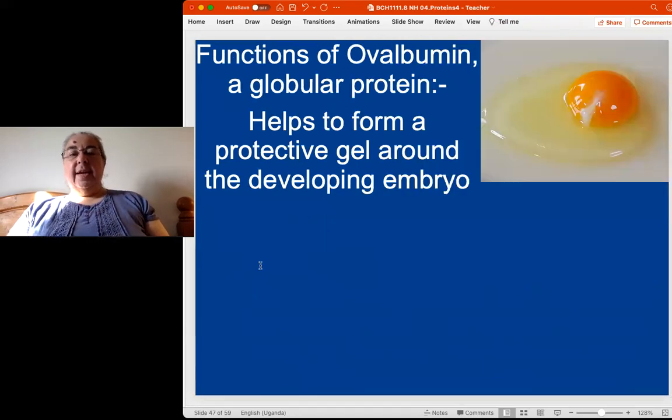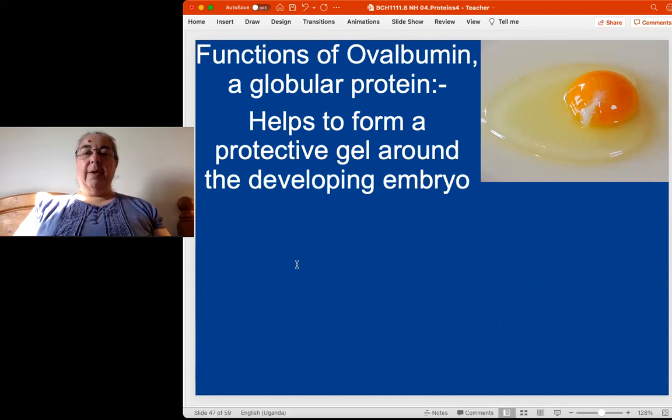So let's have a think now about how this structure of albumin allows it to carry out its function. Well, first of all, what is the function of albumin? Why do we find albumin dissolved inside eggs? Well, one of its functions is to form a protective gel around the developing chick embryo.